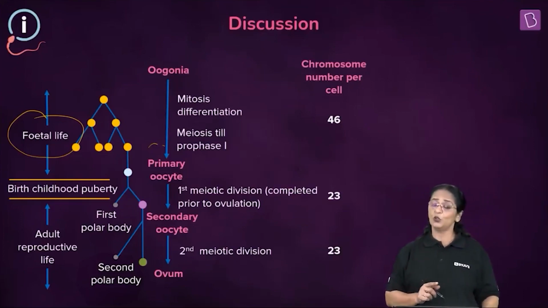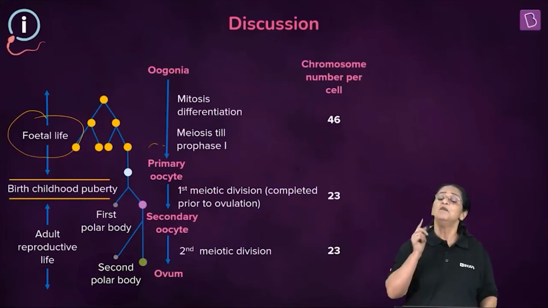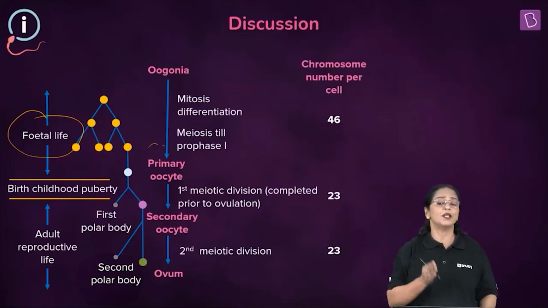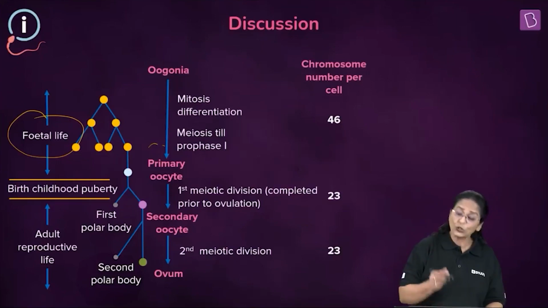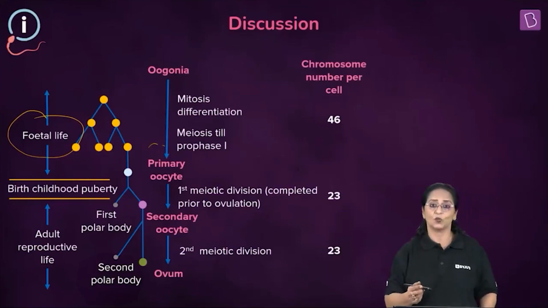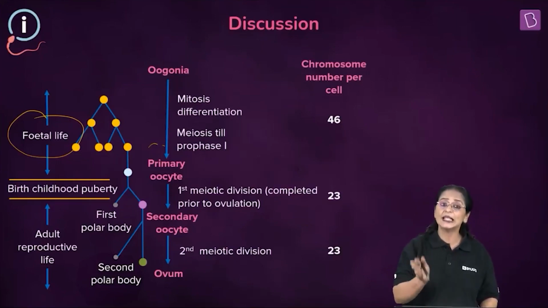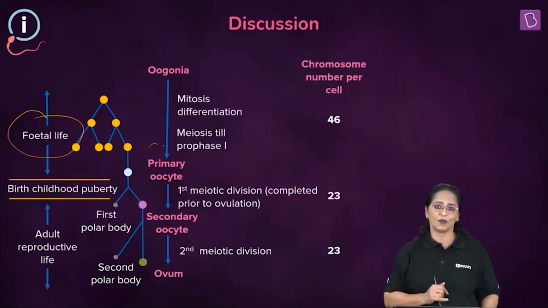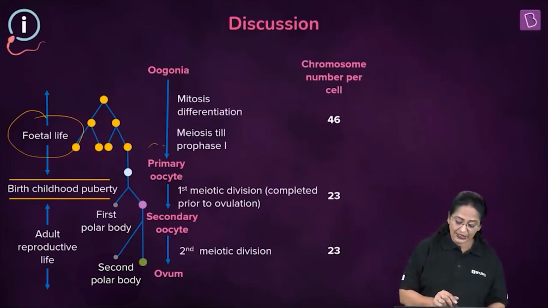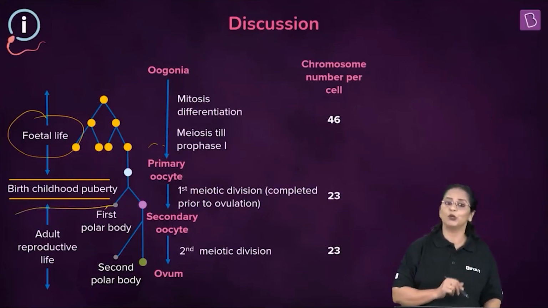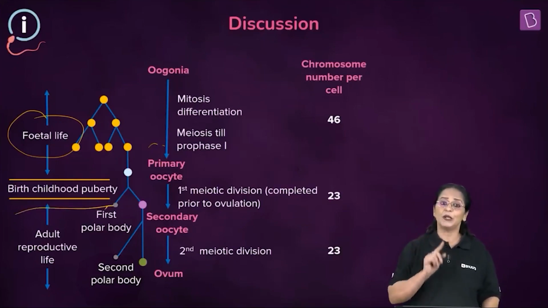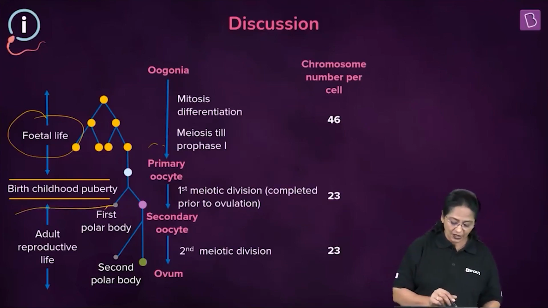Now, these primary oocytes will enter meiosis 1. Again, all this is taking place prenatally, that means during the period of pregnancy. So in the fetal life, the primary oocyte enters meiosis 1 and gets arrested at the end of prophase 1. It then resumes meiosis 1 at puberty. Now at puberty, meiosis 1 gets completed.